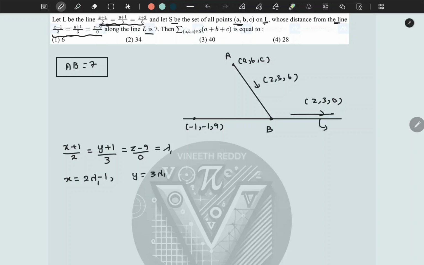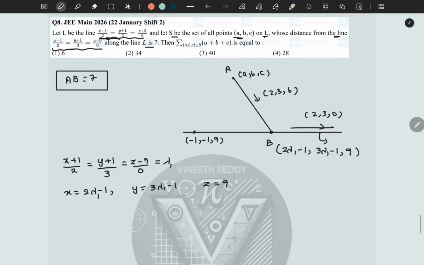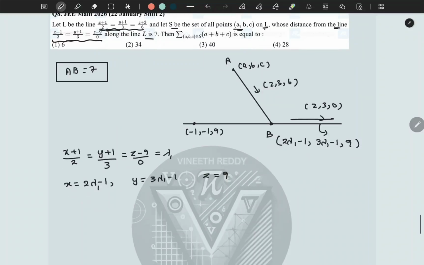Now y will be equal to 3 lambda 1 minus 1 and z will be equal to 9. That means point B, I am assuming it as 2 lambda 1 minus 1 comma 3 lambda 1 minus 1 comma 9. Now this point B lies on L1. That is one thing, right?